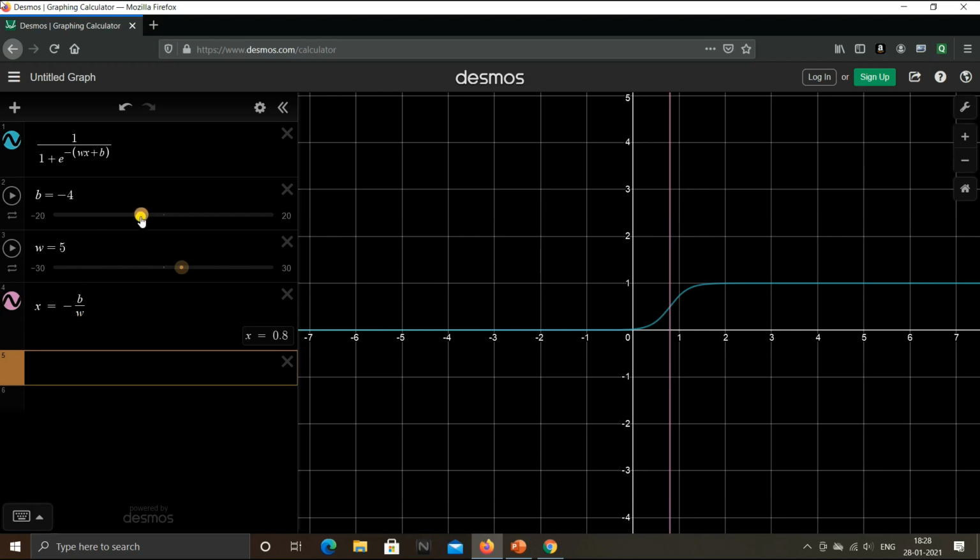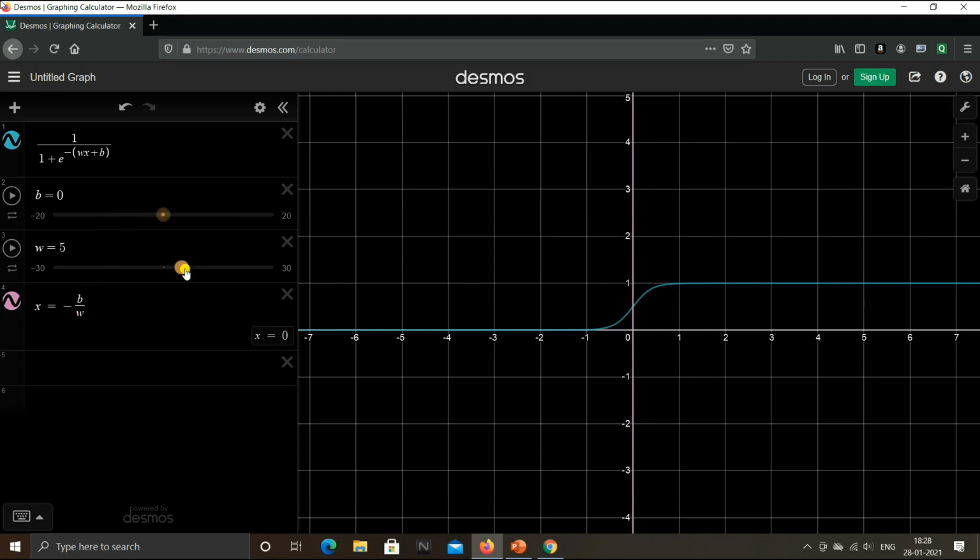So let's initially set the value of b to 0. Now you can see initially the value of w is 5, and this pink line here denotes the threshold point. Currently it is 0, because the value of b is 0, so x becomes 0. Now let's increase the value of w. As you can see, as we increase the value of w, the slope becomes more and more positive.